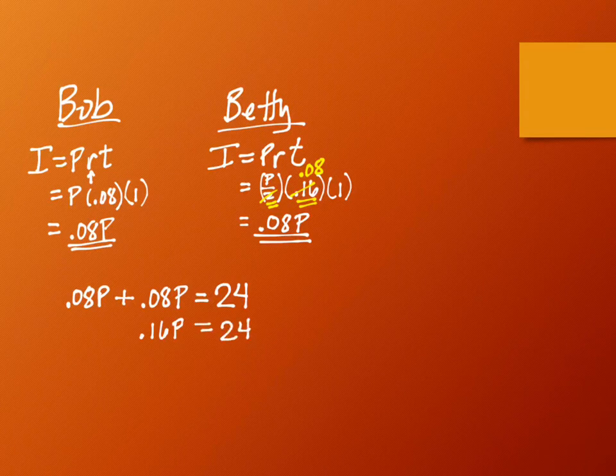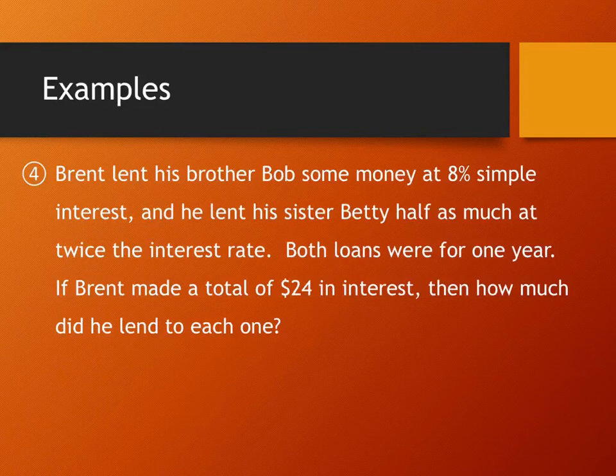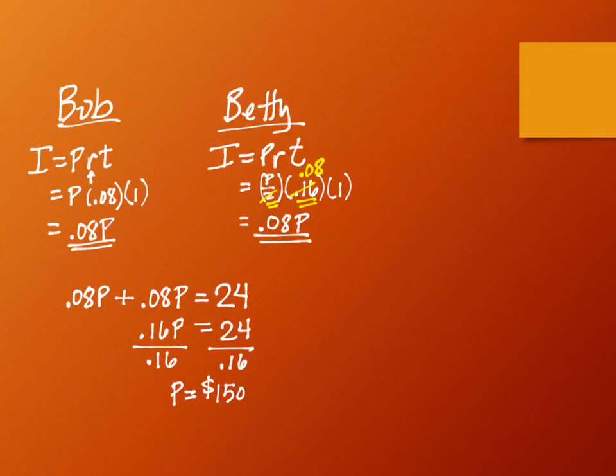Then what would I do? We're going to divide both sides by 0.16. Your calculator will be a friend to you right now. So what is 24 divided by 0.16? 150. Now again, it is a dollar amount, but we need to make sure we're answering the question that was asked. It asked us, how much did he lend to each one? To each one? Oh, no.